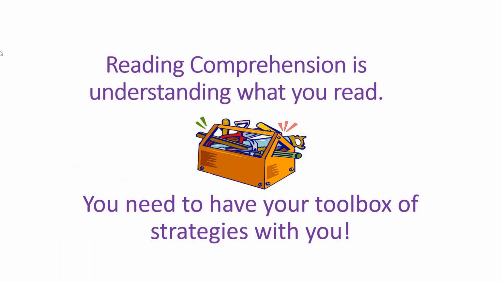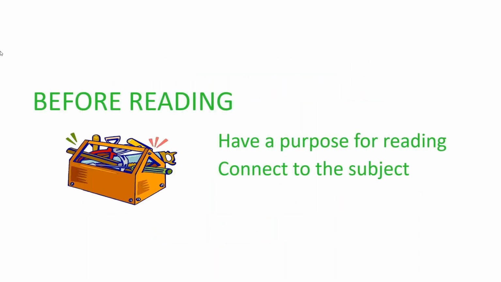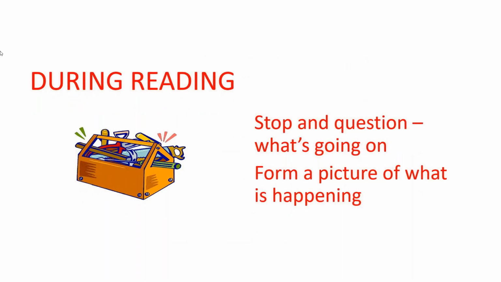So reading comprehension is understanding what you read. And you want to have a toolbox of strategies to help you understand what you read. Before reading, these strategies might be to have a purpose for reading, to connect to the subject. During reading, the strategies might be to stop and question what's going on, and to form a picture in your mind of what's happening. So this is about the War of 1812.